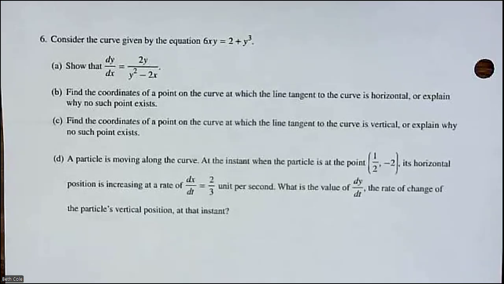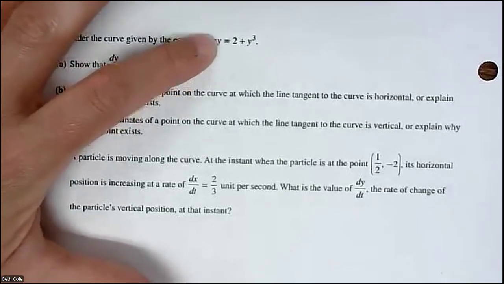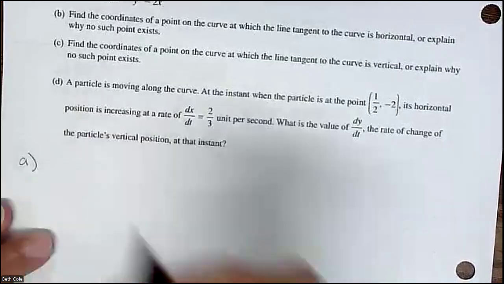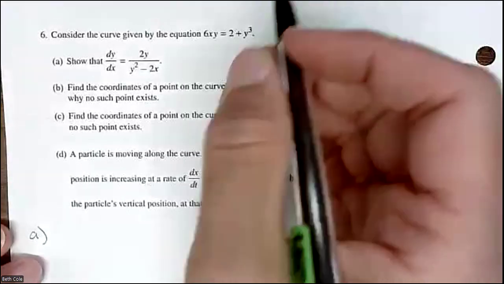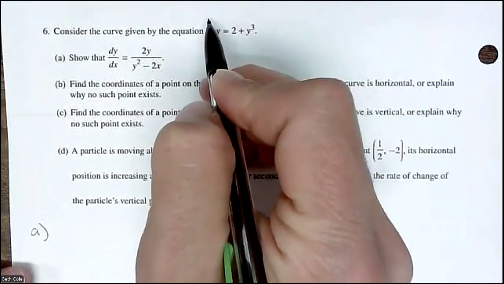So part A, they give you the answer. They're asking you to show that. So they're telling you that is the derivative of this equation. We just have to go through and take the derivative. So what rule do you need for this first part here?